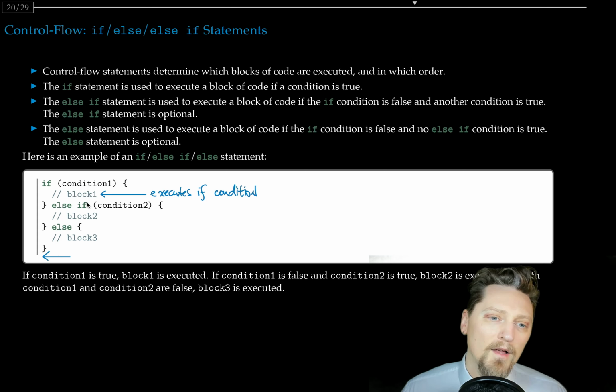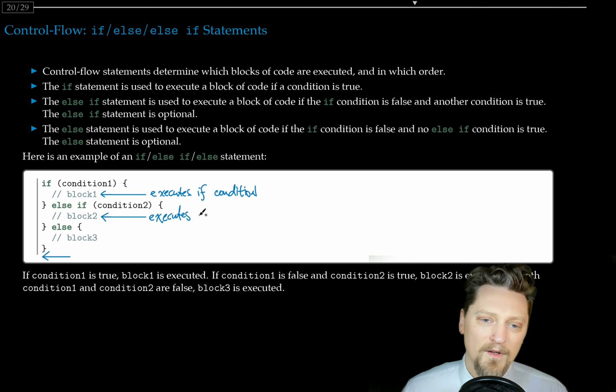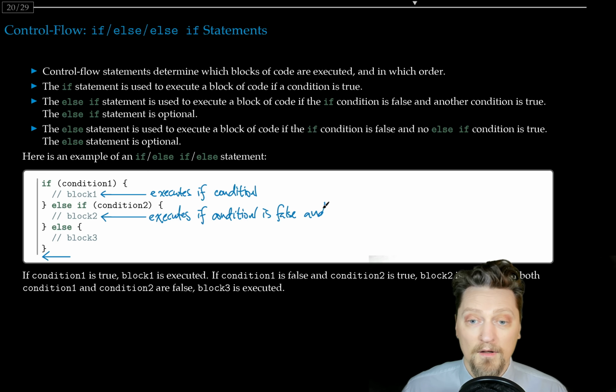Okay. Else if, so if condition 1 evaluates to false, then it will test condition 2. And if condition 2 is true, it will execute block 2. If condition 1 is false and condition 2 is true.